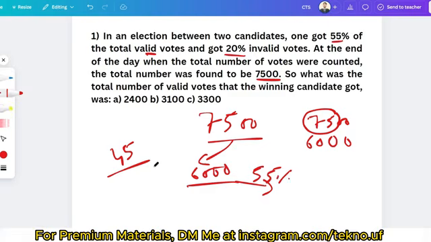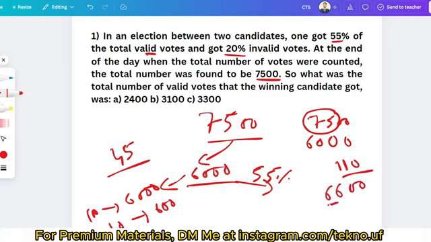So 55 into 2 is equal to 110, right? Why I'm doing this is, let me show the shortcut trick. 100% of 6,000 is 6,000, but 10% is just 600. So 110% will be 6,600. Sorry, 6,600. That means 110% is 6,600, and 55% will be half of that, that means 3,300. So this is the vote count got by this candidate.